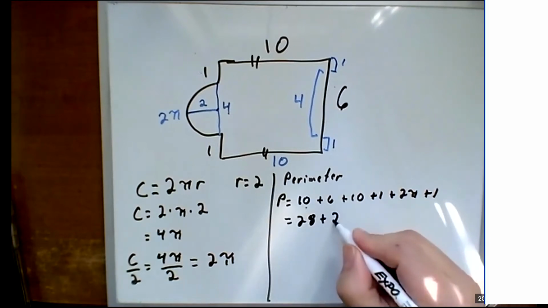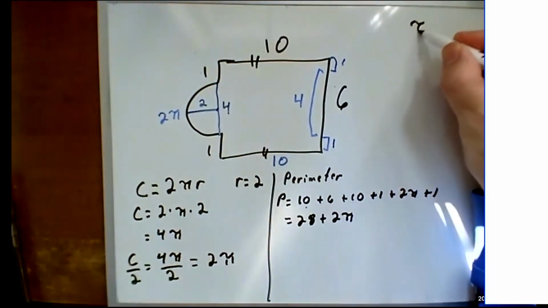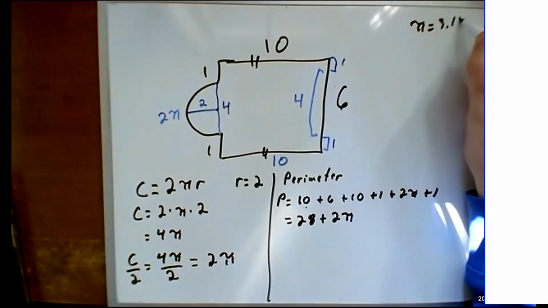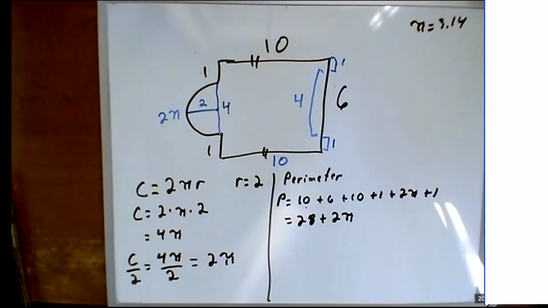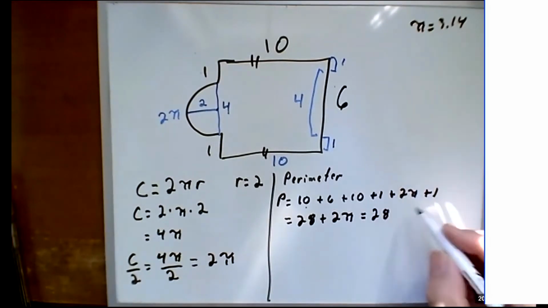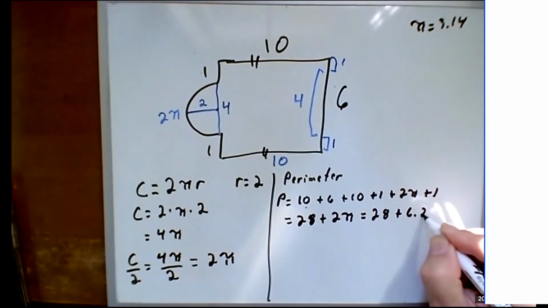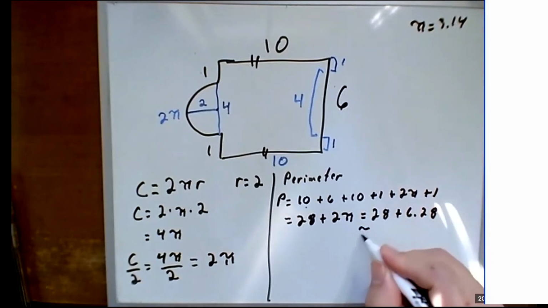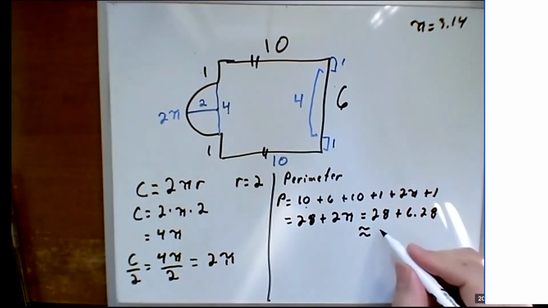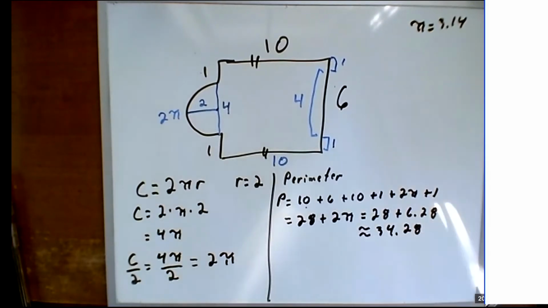and then this part, the 2 pi, comes along. That's our exact answer. Remembering that pi can be approximated as 3.14, I can take my 2 pi and I can approximate it down. 2 times 3.14 is going to be approximately 6.28. So we can also say that our perimeter is equal to approximately 34.28. Okay.